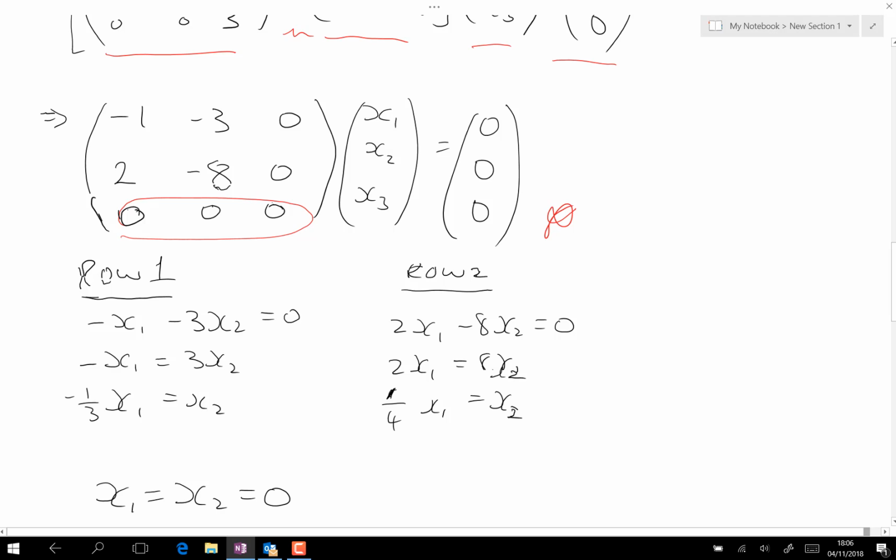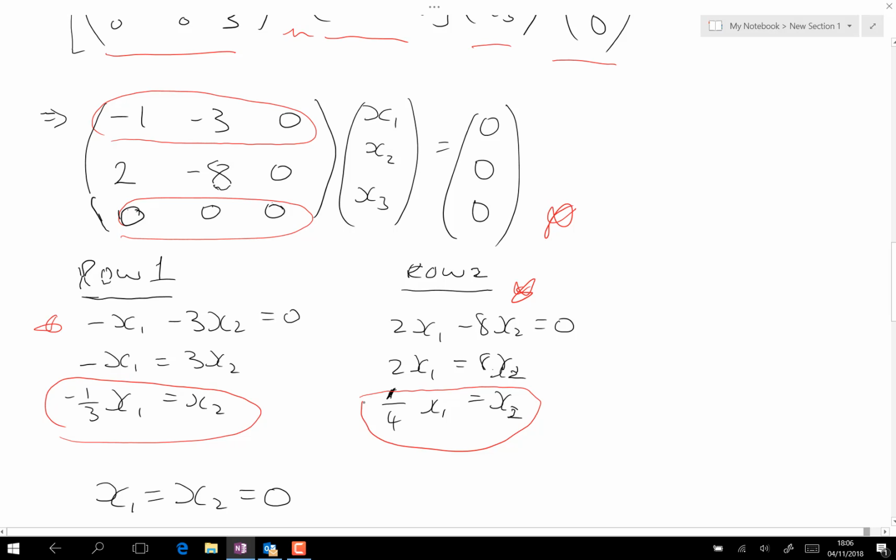If we look at row 1, we see that we have minus x1 minus 3x2 equals 0, which will tidy up to give minus a third x1 equals x2. However, let's have a quick look at row 2. If we look at row 2, we see that we'd end up with a quarter x1 equals x2. And the thing to spot here is that these two are not equal. So how could we have spotted that?